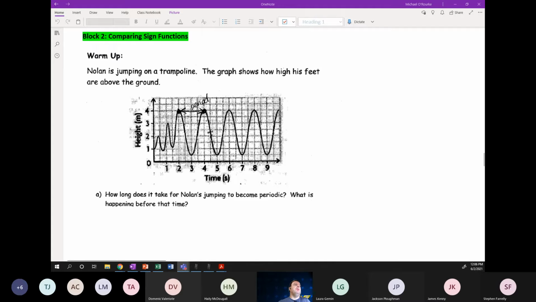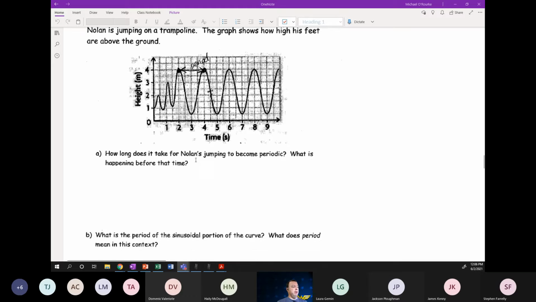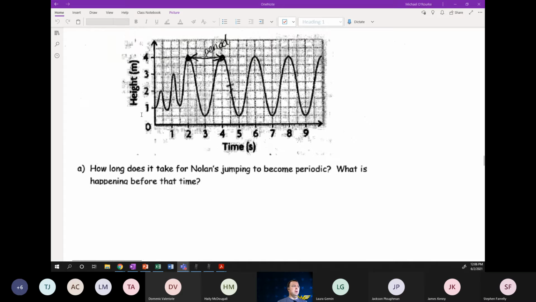Here we have a graph of Nolan jumping on the trampoline. The graph shows how high his feet are above the ground. For this one, I'm going to ask a lot of questions for you guys to break it down for me. So Nolan's jumping on the trampoline. How long does it take Nolan jumping to become periodic?